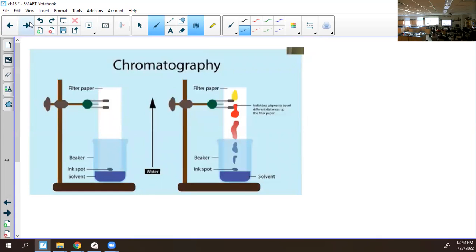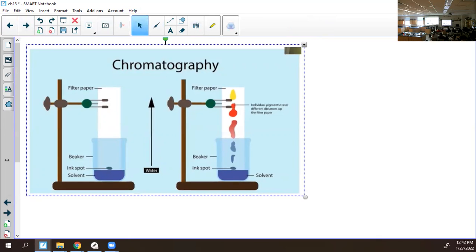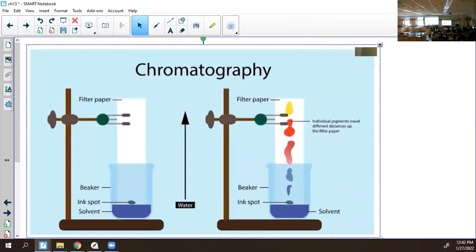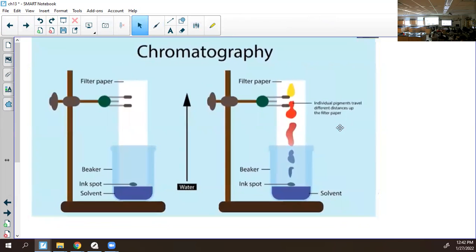Okay, so this is how you set up a chromatography setup. You would have just a beaker, your solvent, then whatever you're going to analyze, you'd put it on the paper. It's usually filter paper or chromatography paper. They work really well to do the same thing. Like the chromatography paper I have is the same exact as my filter paper.